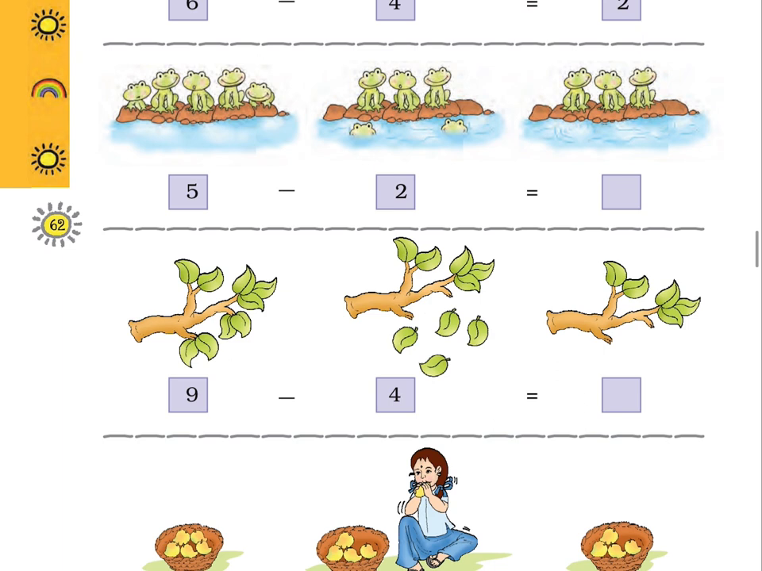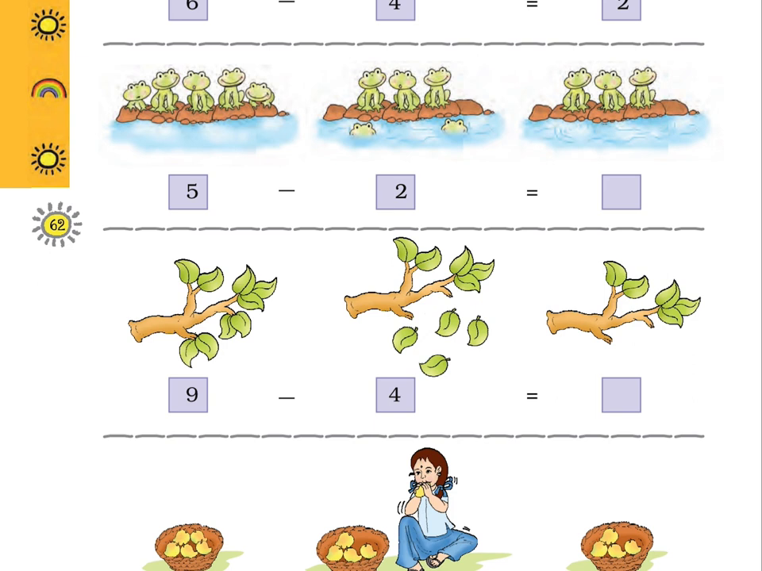Part 3, Picture 1 shows a tree branch with 9 leaves. 9 is written in the box below. Picture 2 shows 4 leaves have fallen. Number 4 is written below the box.